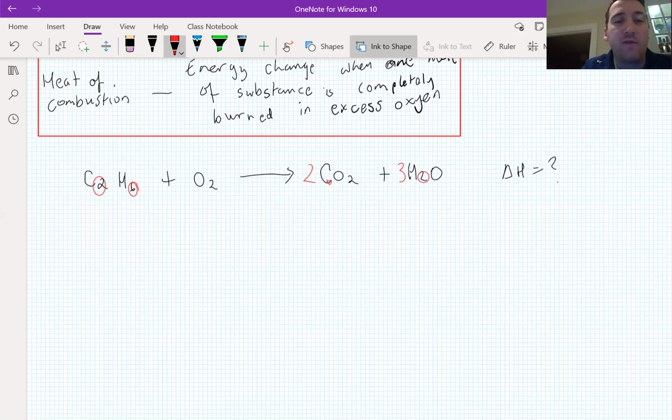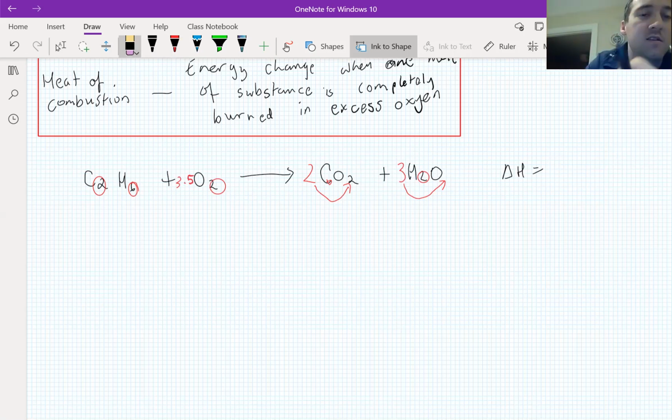Check my oxygens. Finally, I've got 2 times 2 here, which is 4 oxygens, and I've got 3 times 1 here, which is 3 more. So 4 plus 3 is 7 oxygens. So I've only got 2 here. So how do I balance it? I would put a 3.5 here. Now that is balanced and it is what I want.